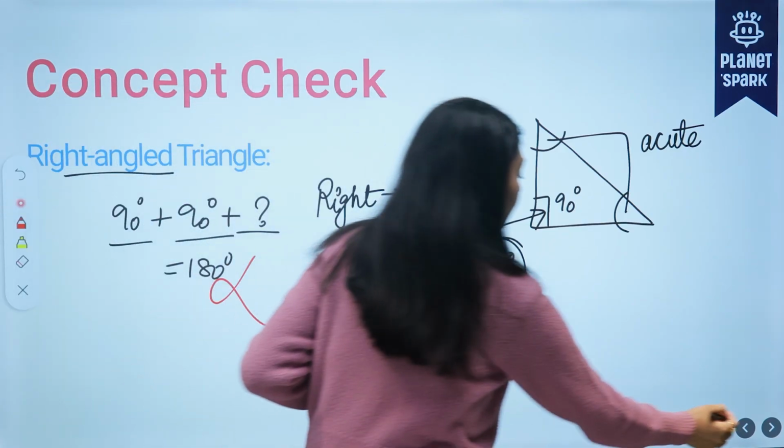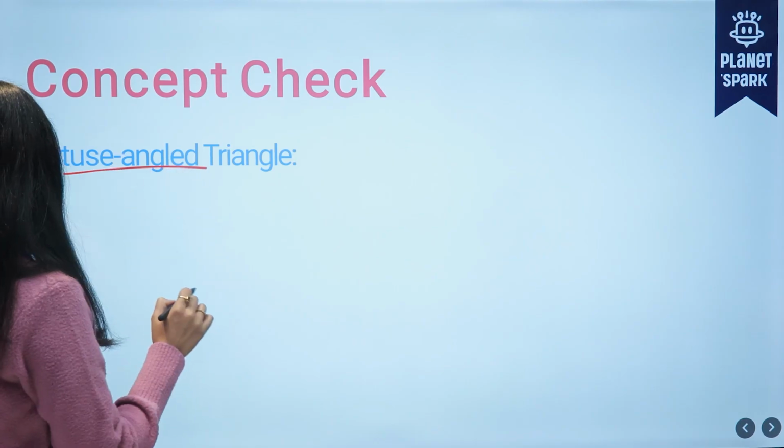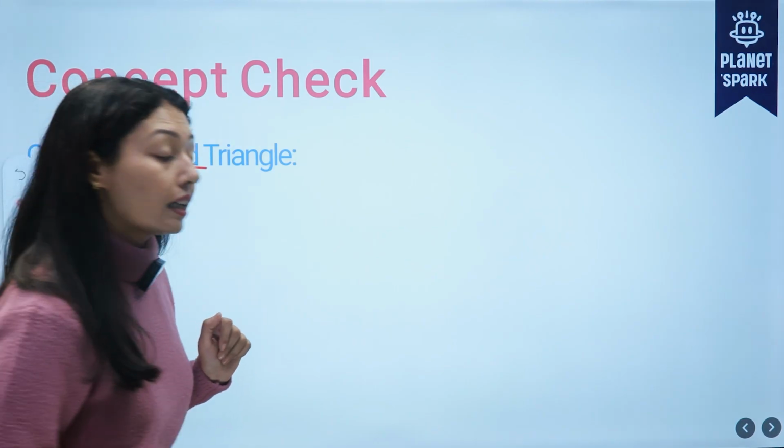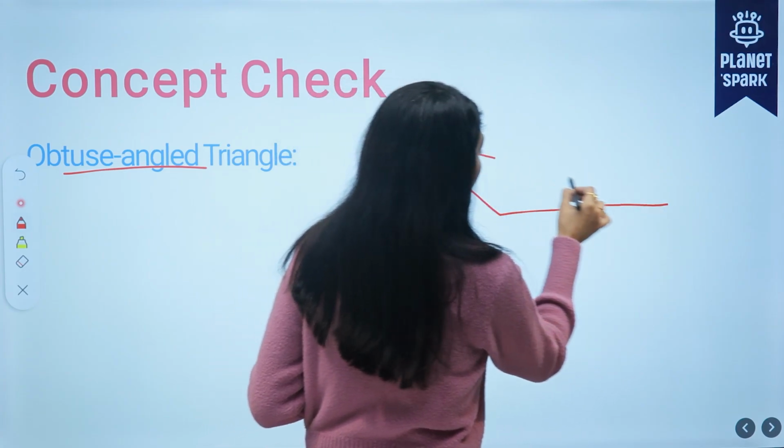Next type of triangle, everybody. Next we have the obtuse angled triangle. That is, one angle will be obtuse. Why one angle? Same reason. Think of it.